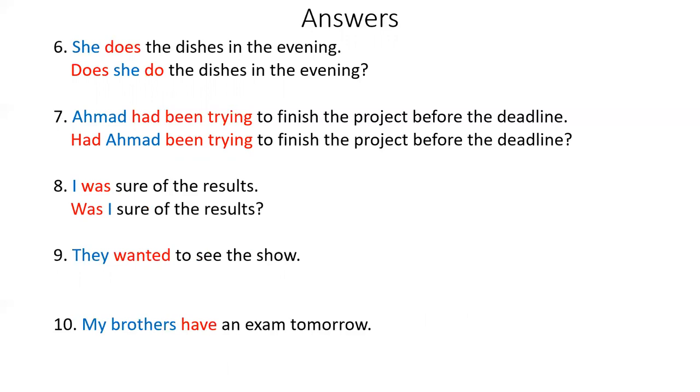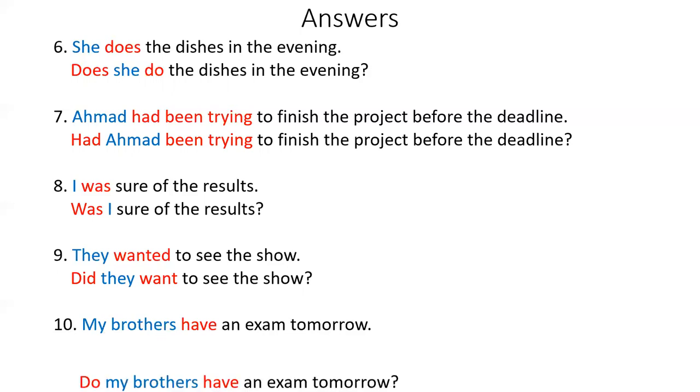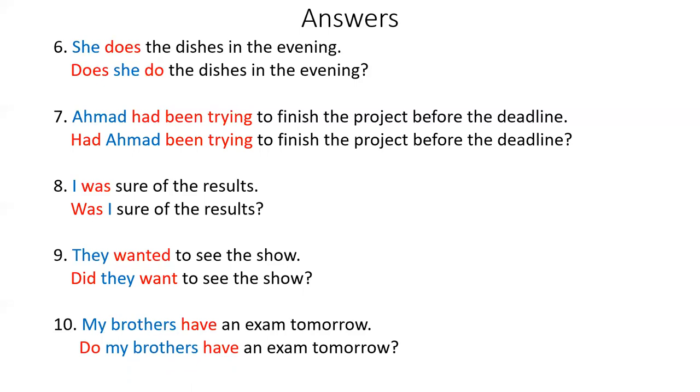Number 9, they wanted. Again here, no helping verbs, so I need to use the verb do. And the question is, did they want to see the show? Finally, my brothers have an exam. Again here, the verb have is used as a main verb, not a helping verb. So I cannot use this have at the beginning to make a question. I need to use the verb do. And the question is, do my brothers have an exam tomorrow?